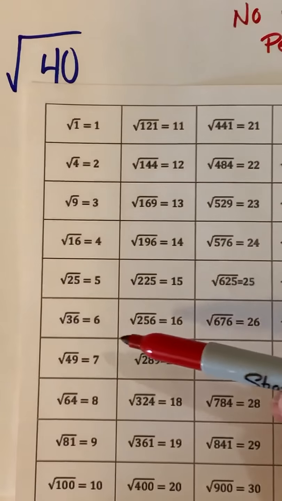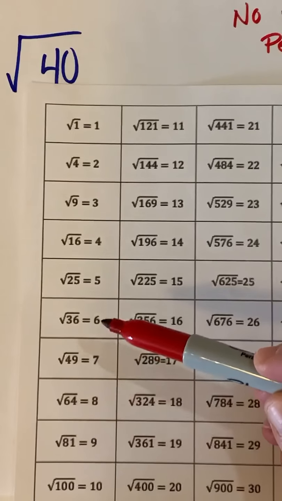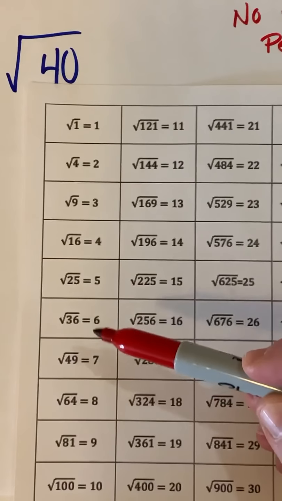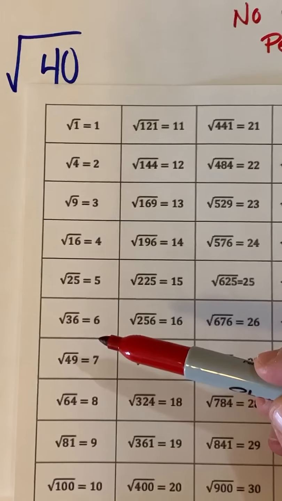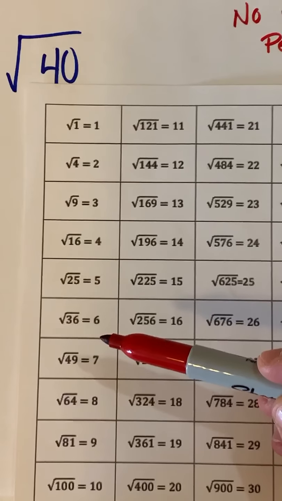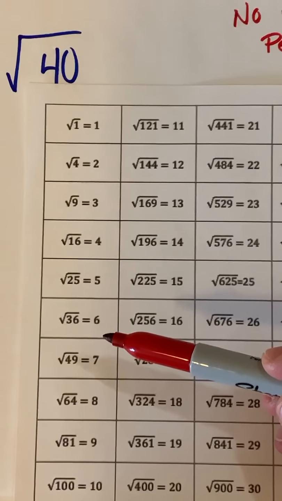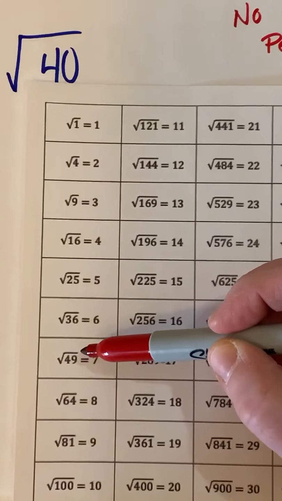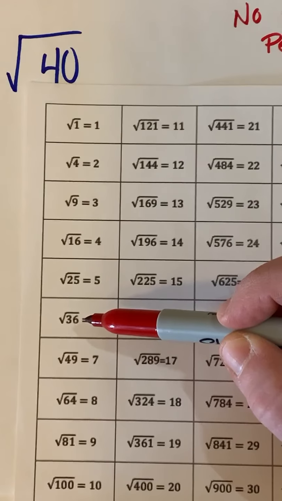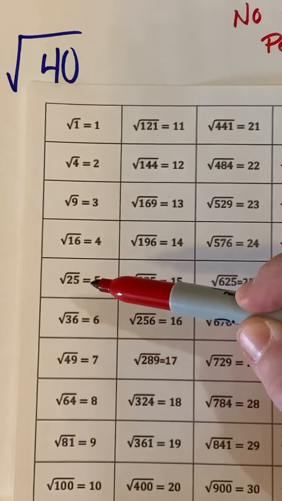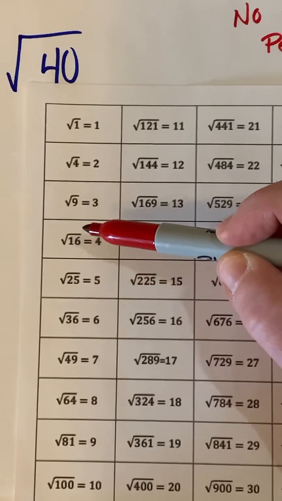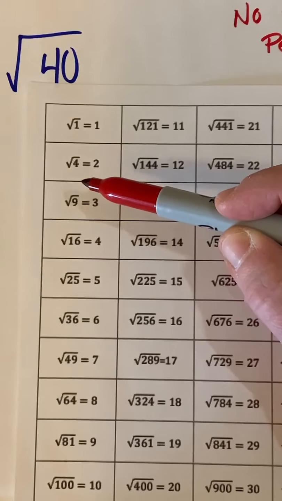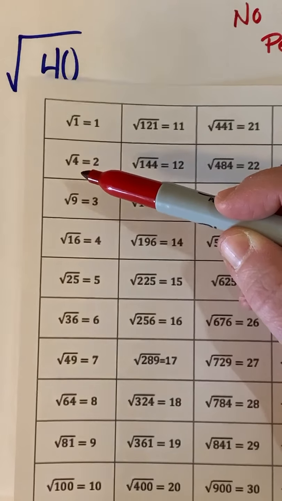So I go to my perfect squares list and I look. I see 36, I see 49, I don't see 40. So 40 is not a perfect square, meaning no number times itself equals 40. So moving from where 40 would be, can 36 divide into 40? Nope. Can 25 divide into 40? Nope, so on and so forth, looking at the numbers under the radicals until we get to 4.